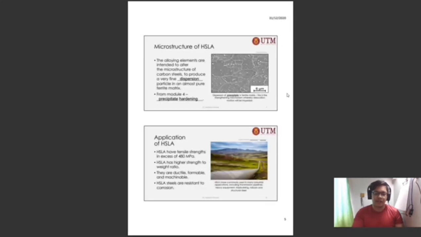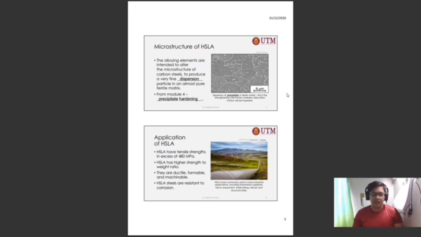HSLA steel has a diverse application. It is used in automotive industry, for chassis frames and suspension systems, in construction for buildings, structures, and bridges, and in manufacturing equipment and machinery.